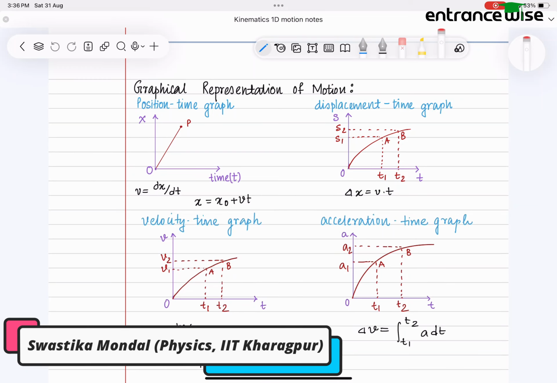Myself Swastika from IIT Kharagpur, and we are going to start with Kinematics 1D Motion Part 4. So let's talk about graphical representation of motion.